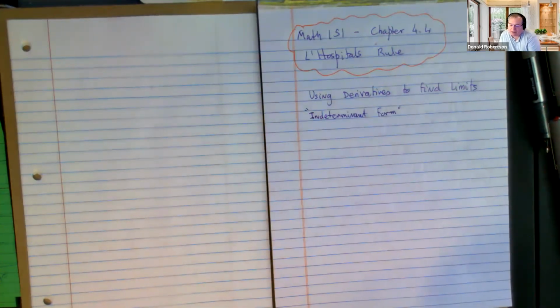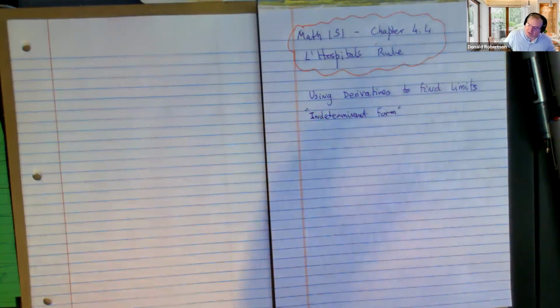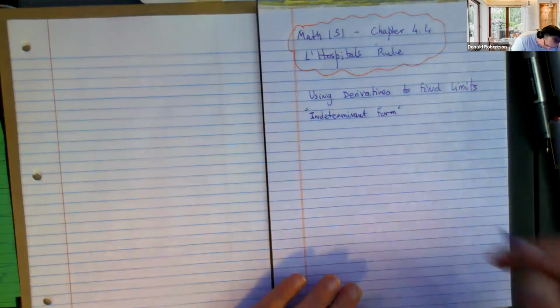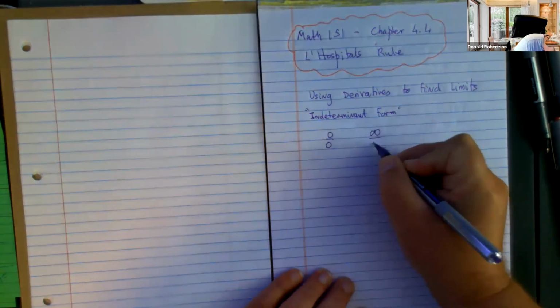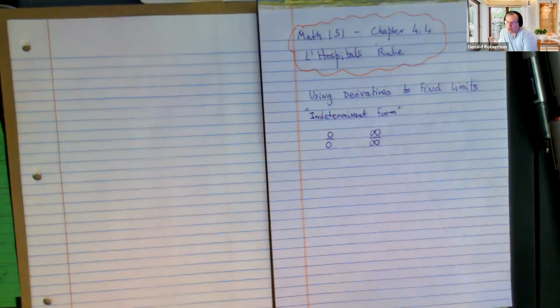Indeterminate form. There are certain calculations that if you're asked to do them, you do not know the answer. That's essentially what an indeterminate form is. They almost always involve zeros and infinities in some combination. So here are the, not all indeterminate forms, but the ones that you need to be aware of. Zero over zero is indeterminate form. Infinity over infinity is indeterminate form.